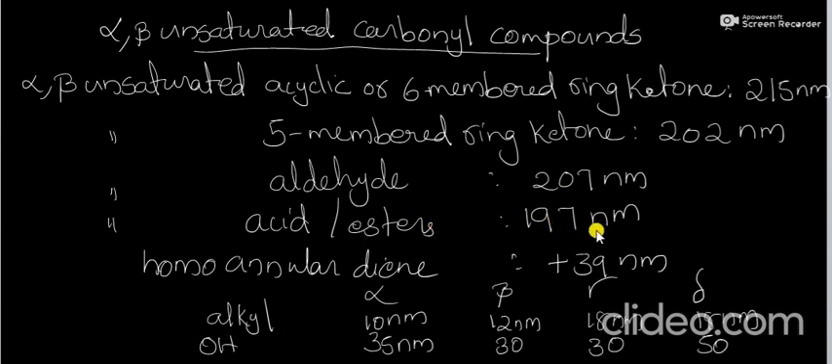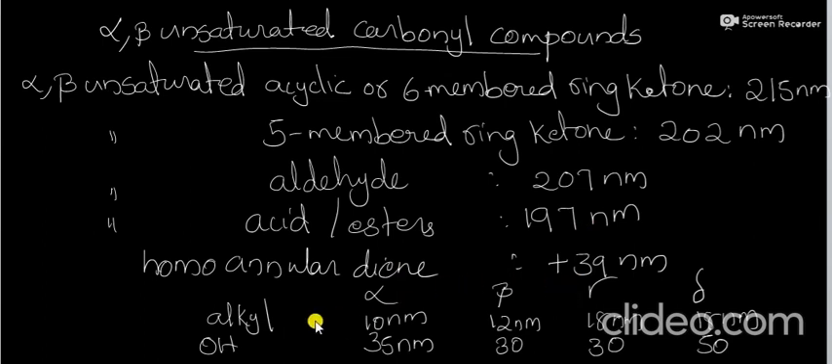Then plus 30 for additional double bond, same as our conjugated diene. Plus 5 for exocyclic double bond, same as our conjugated diene. Then plus 39 nanometer for each homoannular diene component.